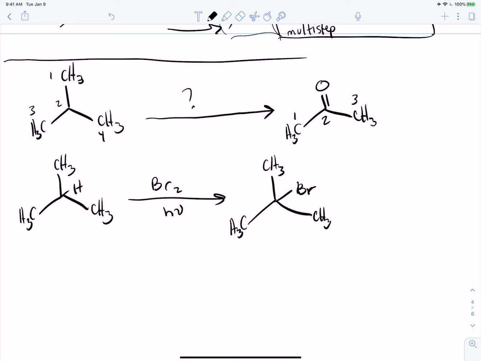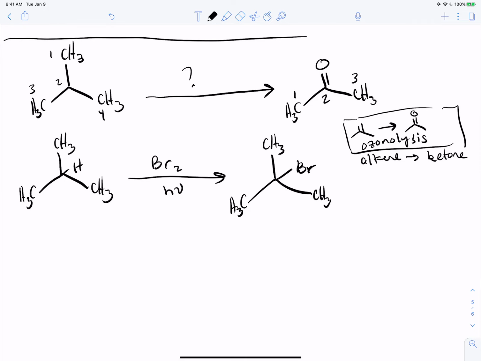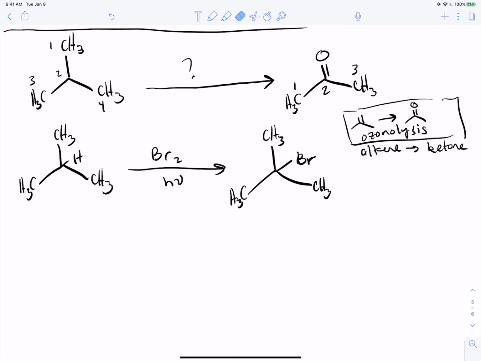Okay, so now I have this, and I want to push towards ozonolysis. So remember, we use ozonolysis to go from an alkene to a ketone. If you were writing this out in a deck, you might say alkene to ketone. Sometimes it's an aldehyde if it's on the edge of the molecule. I'll just get rid of this. That's how I think about it. Might not be how you think about it.